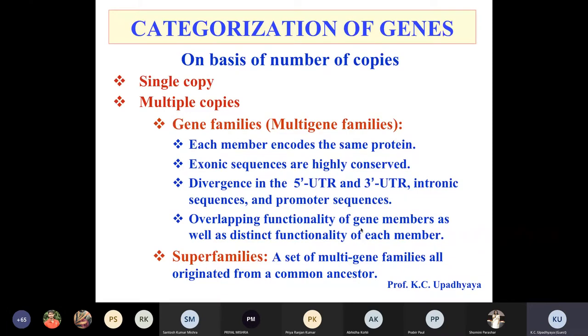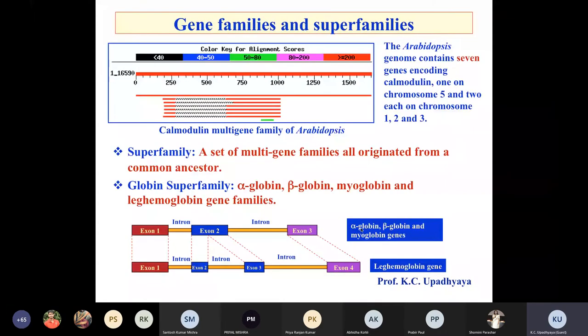Superfamilies, let's come back to the next one. This is Arabidopsis. I've taken an example which I used to work with in the Arabidopsis system, working with the calmodulin gene. Calmodulin has 7 different genes. Arabidopsis has 5 chromosomes, haploid number. One is located in chromosome 5, and 2 each in chromosomes 1, 2, and 3. If you do a BLAST sequence search and see the 7 of them, the only conservation is in the exonic sequences, exon 1 and exon 2. There is only one intron, and there's no conservation, they're all different. The 5' UTR is different, the promoter is different, the 3' UTR is different. So these are of course part of the multi-gene family.